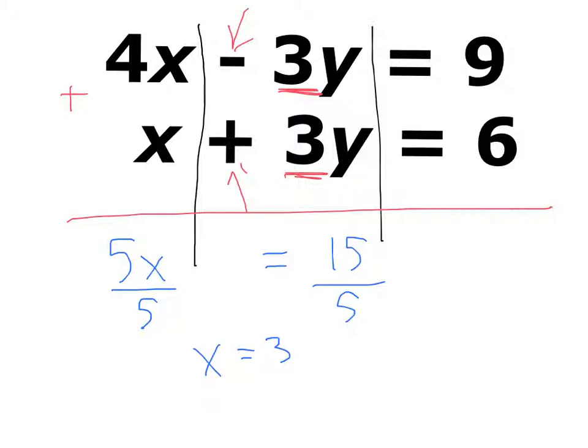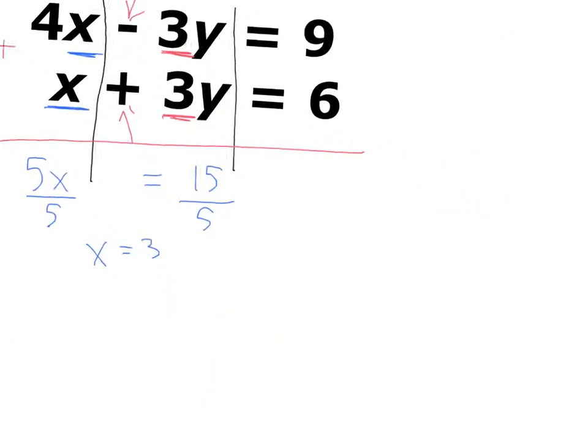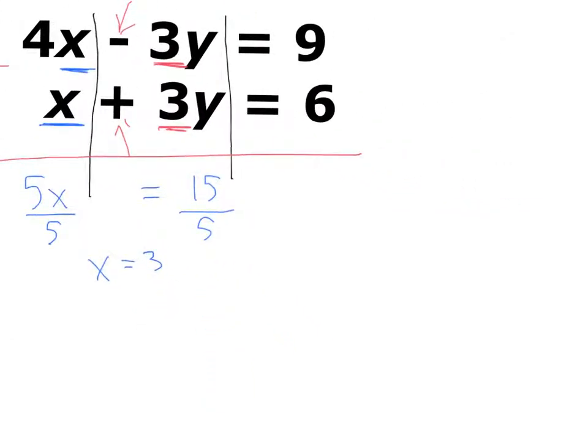Okay, now we need to go back and plug in for x. So we can either plug in this x or this x, but the bottom equation looks to be much easier, so that's the one we're going to look at. Okay, so we're going to rewrite that equation. x plus 3y equals 6, but instead of x, we're going to put a 3. So we have 3 plus 3y equals 6, and then solve the rest of that equation.